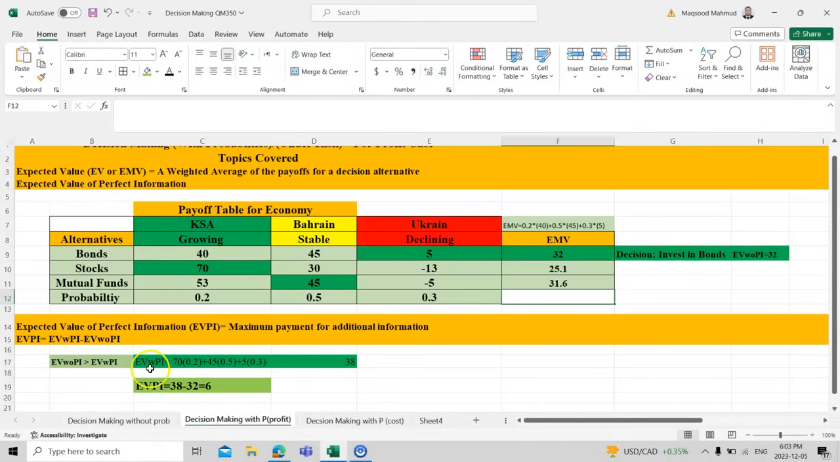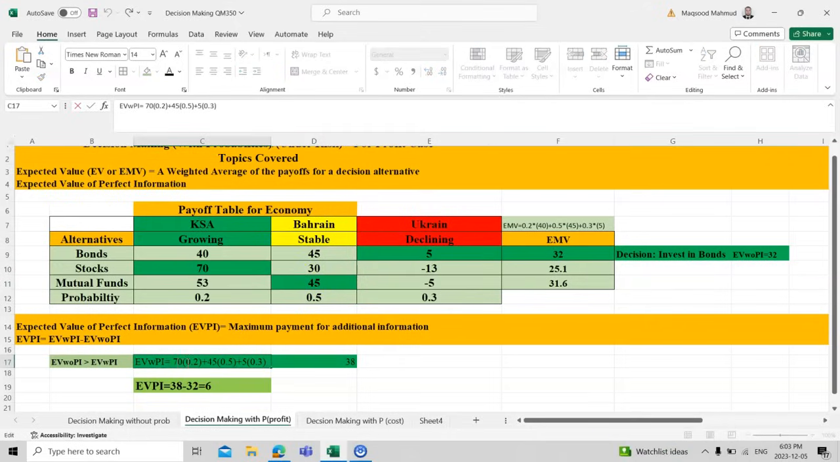Second most important thing, now we have probabilities and we have perfect information. For perfect information, we will not take all the probabilities. We will choose the best one. So the best profit in Saudi Arabia is 70, the best profit in Bahrain is 45, and the best profit in Ukraine is 5, right? So I will take these values for the perfect information.